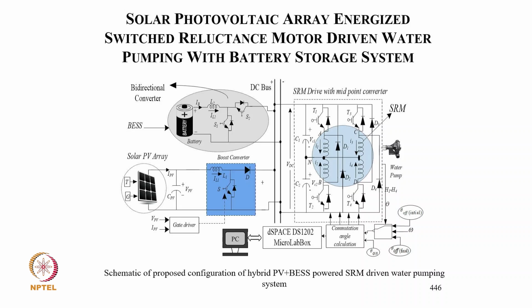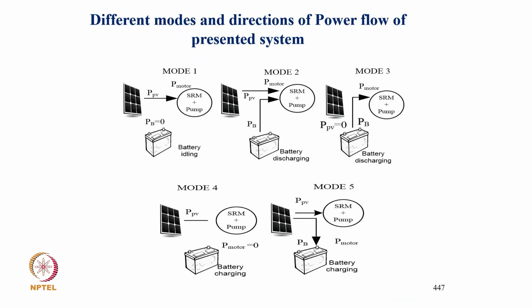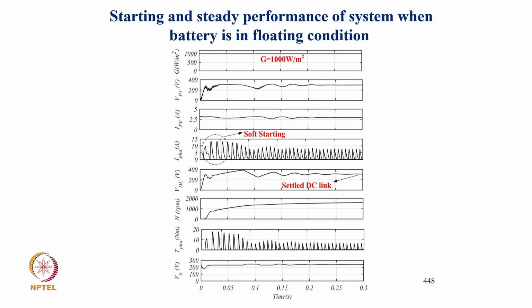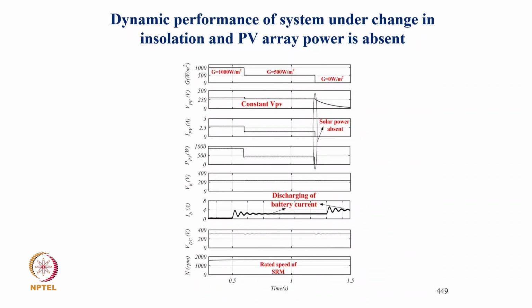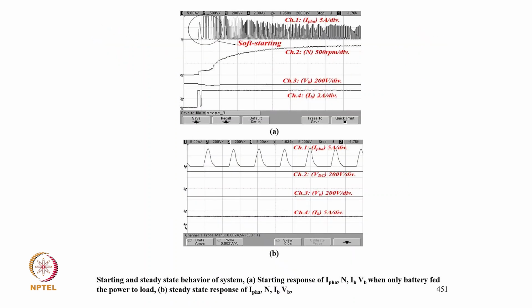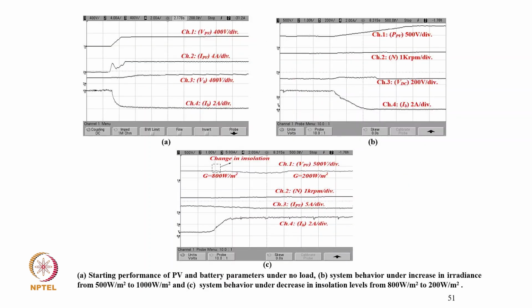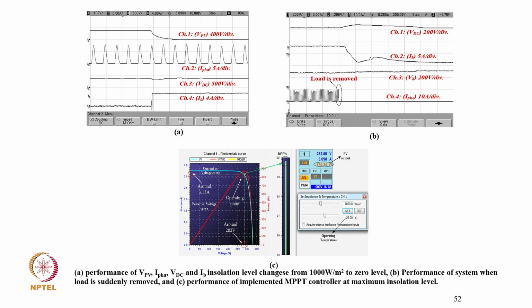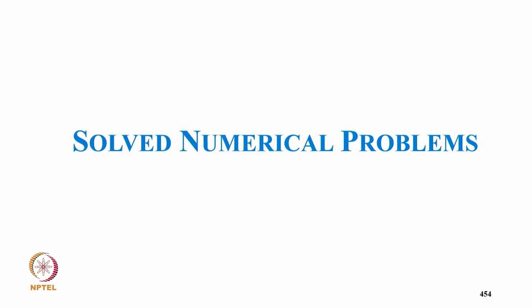Then we have integration of the battery, along with a boost converter feeding through, and the battery integration with a buck boost converter. And then, of course, these are the different modes: without battery, with battery, and all the modes. And then this is the starting performance of the motor. Then the insolation change of the solar. Then again the starting performance and the soft starting of the motor. Then the insolation change and MPPT performance.